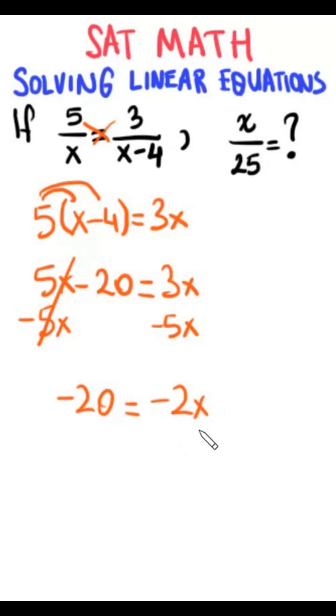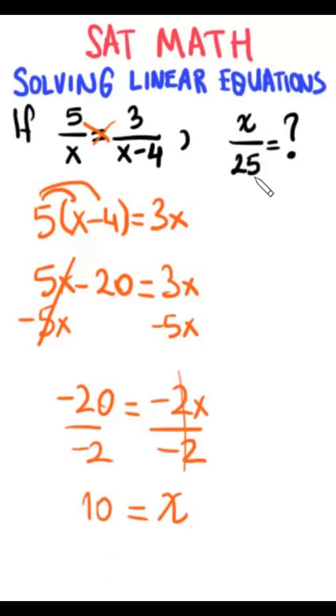And then now let's divide both sides by negative 2. So x is going to be equal to positive 10. And the question is x over 25, which is 10 over 25. And if you divide both sides by 5, then you get 2 over 5 as our answer.